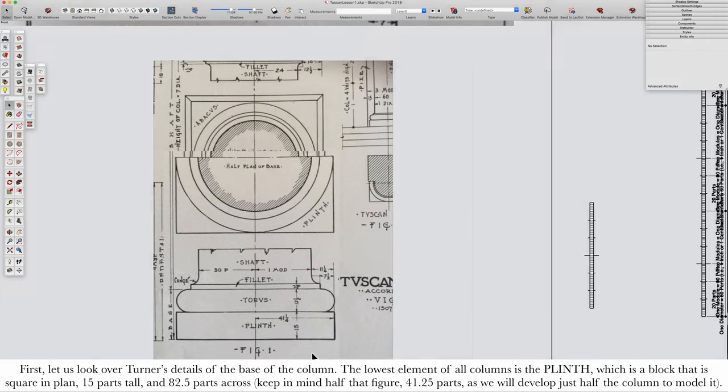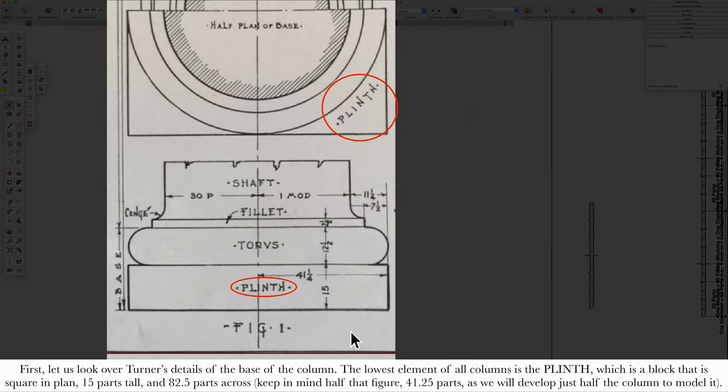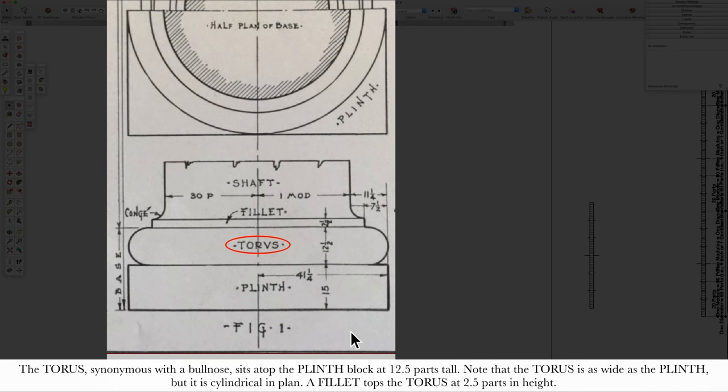The lowest element of all columns is the plinth, which is a block that is square in plan, 15 parts tall and 82.5 parts across. Keep in mind, half that figure, 41.25 parts, as we will develop just half the column to model it. The torus, synonymous with a bullnose, sits atop the plinth block at 12.5 parts tall. Note that the torus is as wide as the plinth, but it is cylindrical in plan. A fillet tops the torus at 2.5 parts in height.